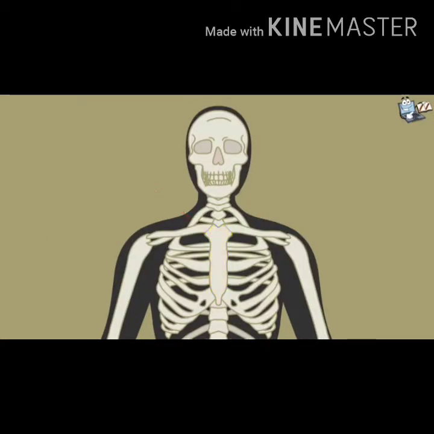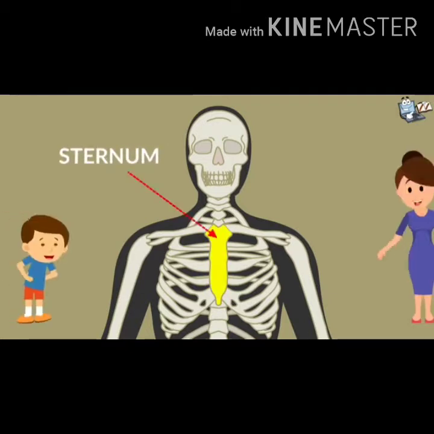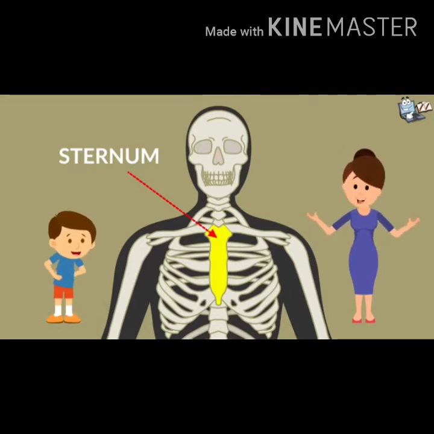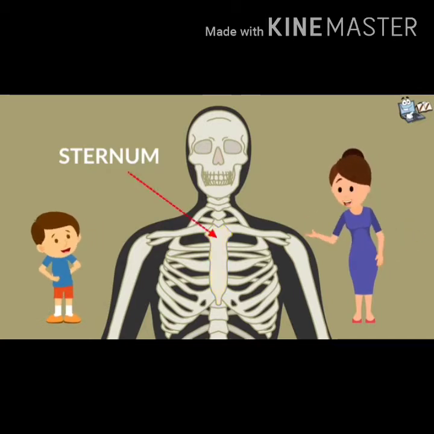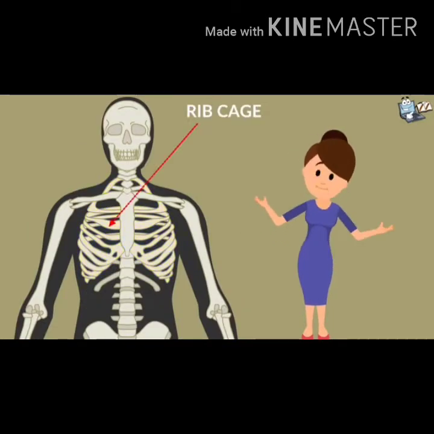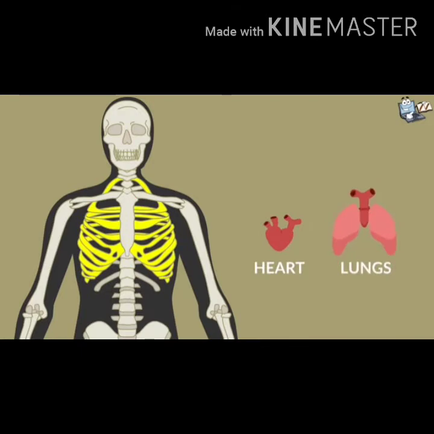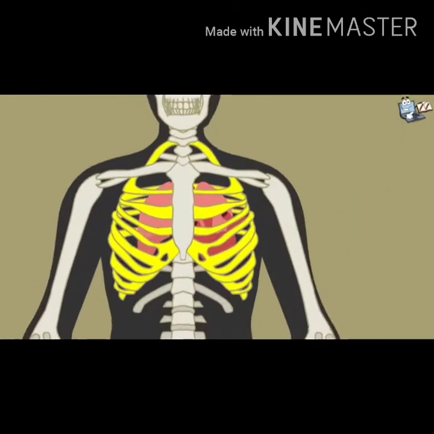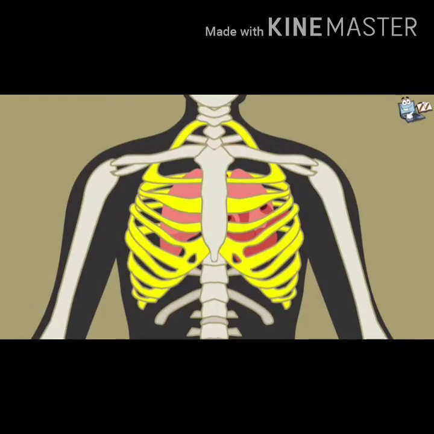Now, look at this. It's the sternum, a long, flat bone. Oh, did you notice? It's shaped like a necktie. It's located in the center of our chest. And this cage-like thing is our rib cage. Our heart and lungs are behind these bones. So, you can say the rib cage is the curved wall of ribs that surrounds and protects our heart and lungs.